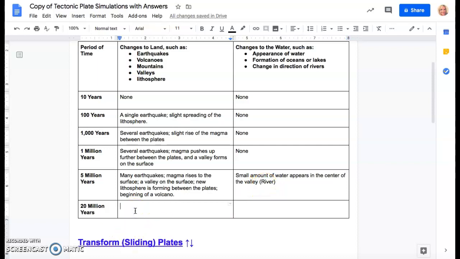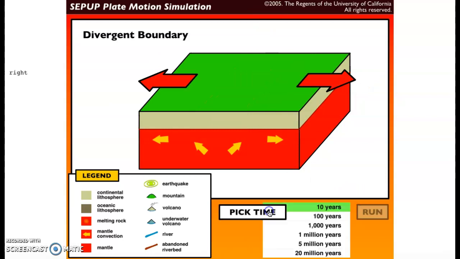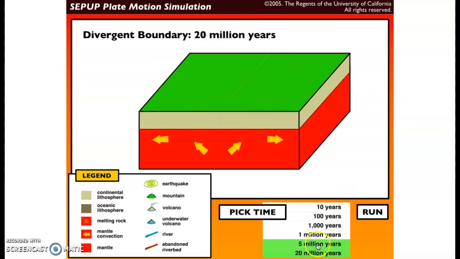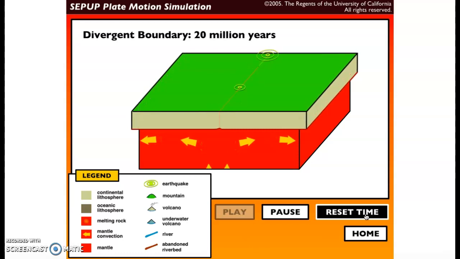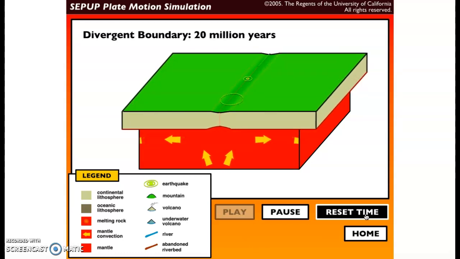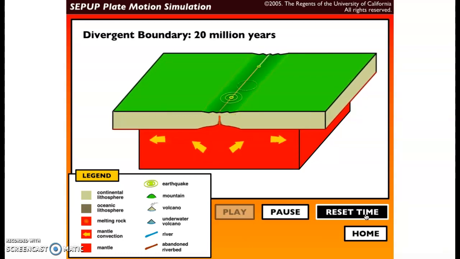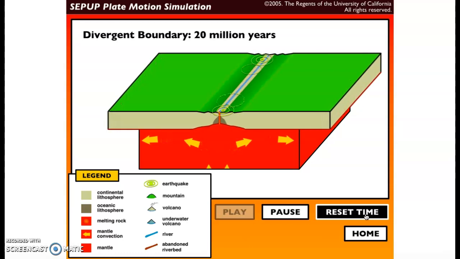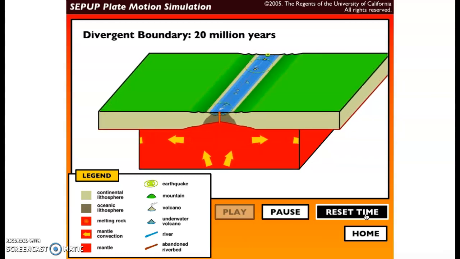Okay, so what's left is 20 million years. So I'm going to go back, reset my time, pick my time, go to 20 million years, and I'm going to run it this time. So from beginning to 20 million, what happens? Earthquakes, mantle convection, magma pushing up to the surface while it's on its way, valley forms. Magma reaches the surface, start of a volcano, you have the riverbed. Look what happens in there.